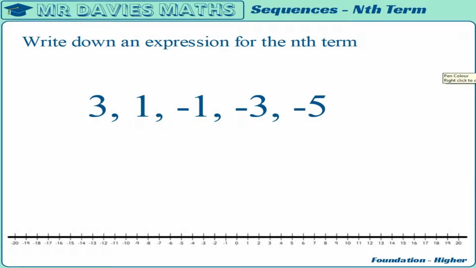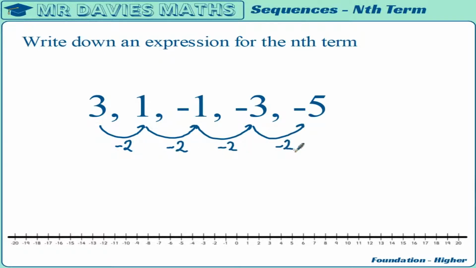Right, this one. So starting at 3 and then going down to 1, that's moved backwards twice. From 1 to minus 1, that's also gone down in 2. Yep, going down in 2, going down in 2. So again, I'm going to call this the minus 2 times table. Now we've talked about this. The minus 2 times table should start at minus 2 and then go down 2 spaces, minus 4, down 2, and so on and so on.